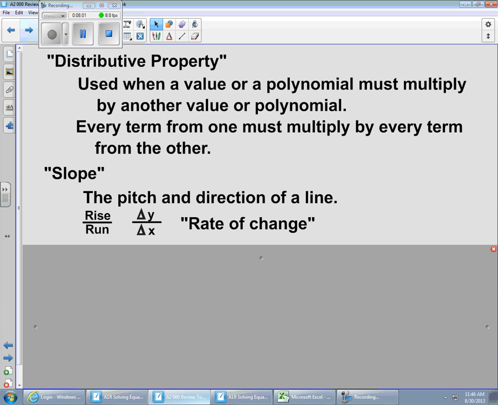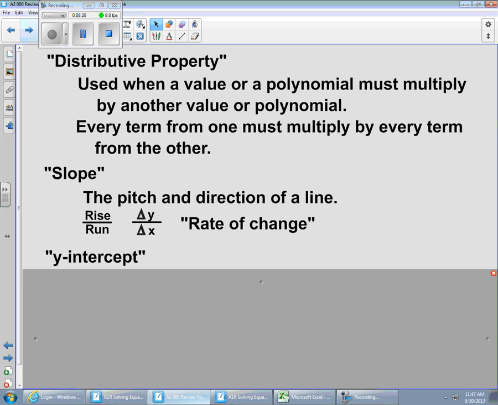And one of the things you should be pretty familiar with over the last couple of years is the flavor of the month term that has come around. Tests, TAKS and EOC, and I suspect ACT and SAT as well, have begun to call the idea of slope rate of change here lately. So anytime you see rate of change, that is a synonym for slope.